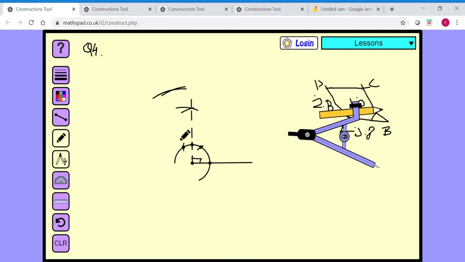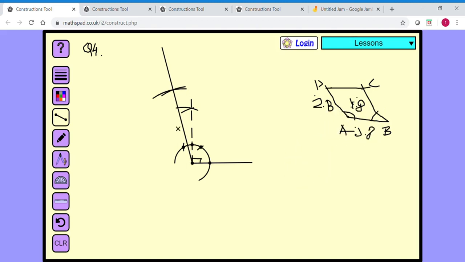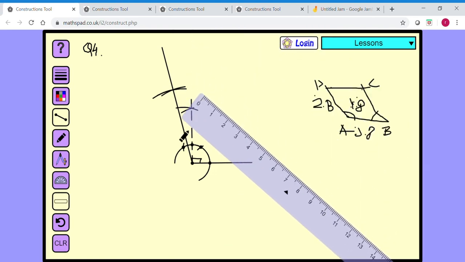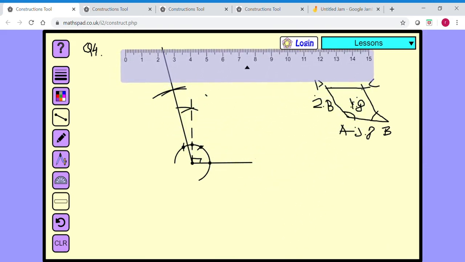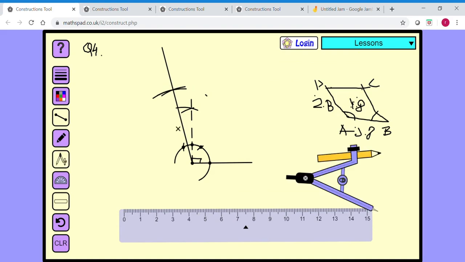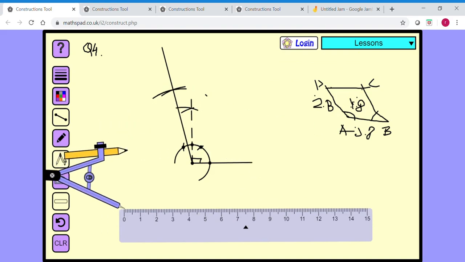Perfect. So I've got this point, which is my 105 degree mark. Perfect. So somewhere on this line lies point D. How far is it from A? It is 2.8 centimeters away. So let me measure 2.8 centimeters. Perfect. Now let me measure 2.8. I keep it at 0.